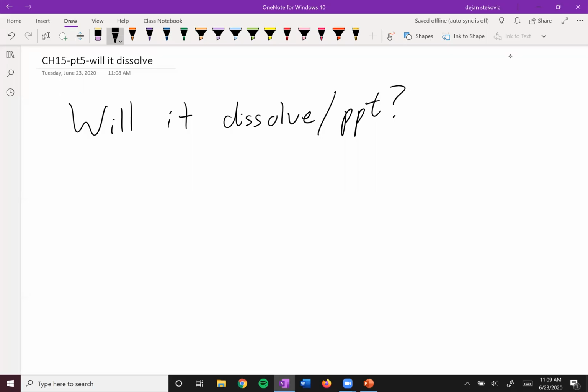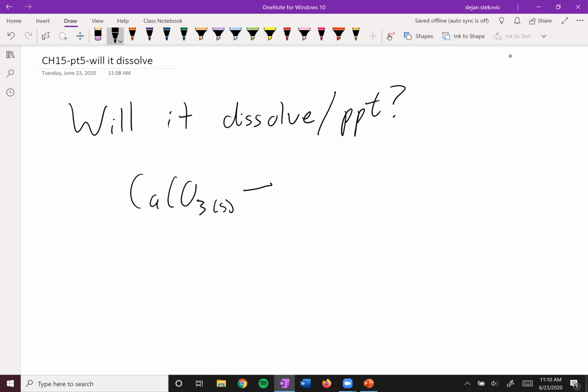All right, so knowing these values of KSP and molar solubility, one question we can ask and answer ourselves is, will it dissolve or will it precipitate? PPT stands for precipitate, not PowerPoint in this case. We can think about something like calcium carbonate, right?